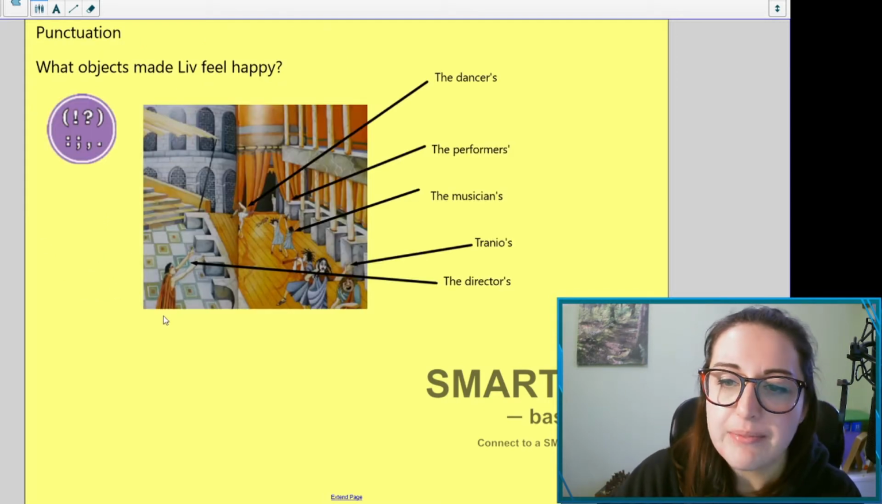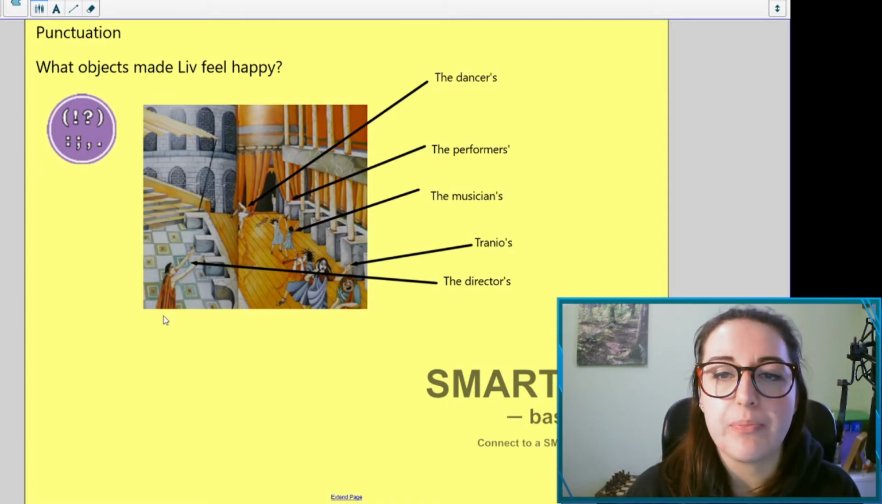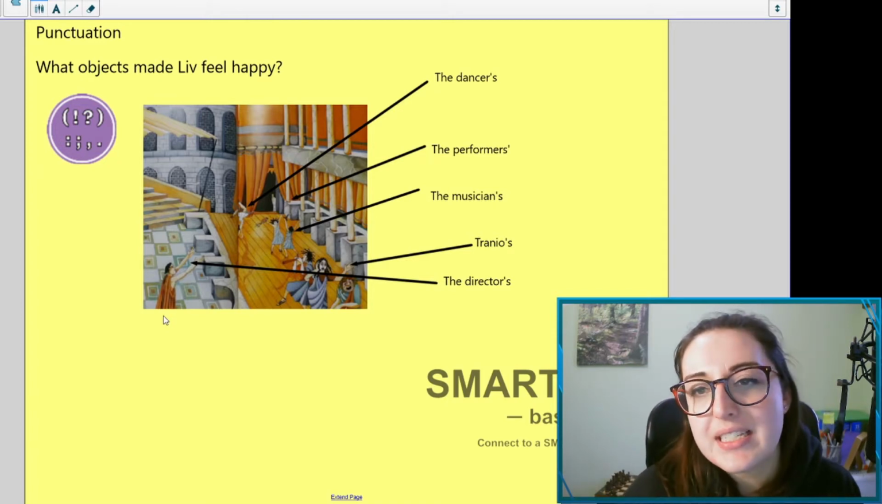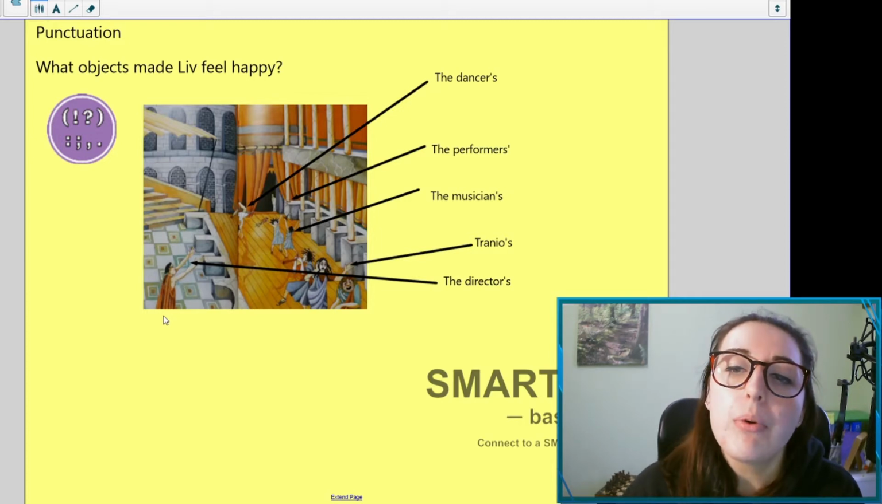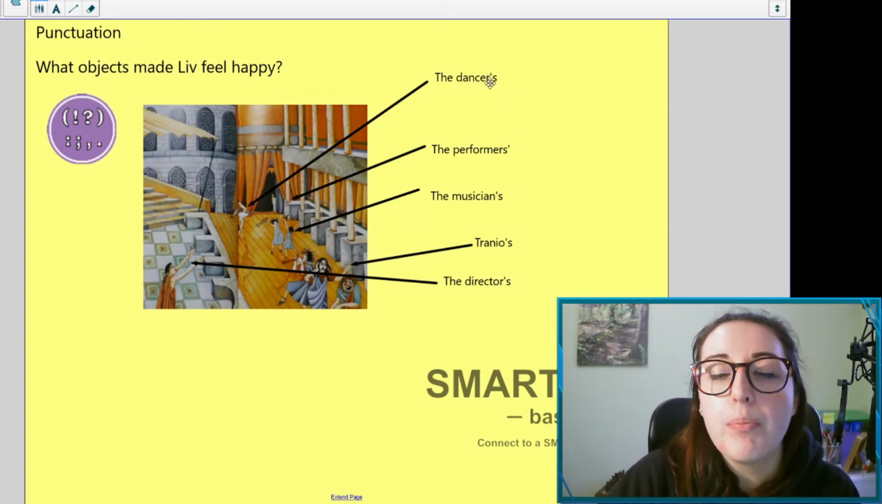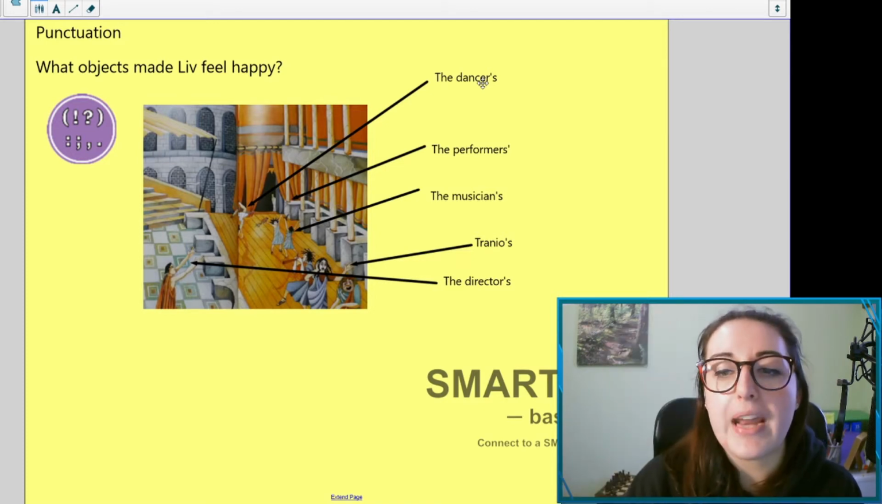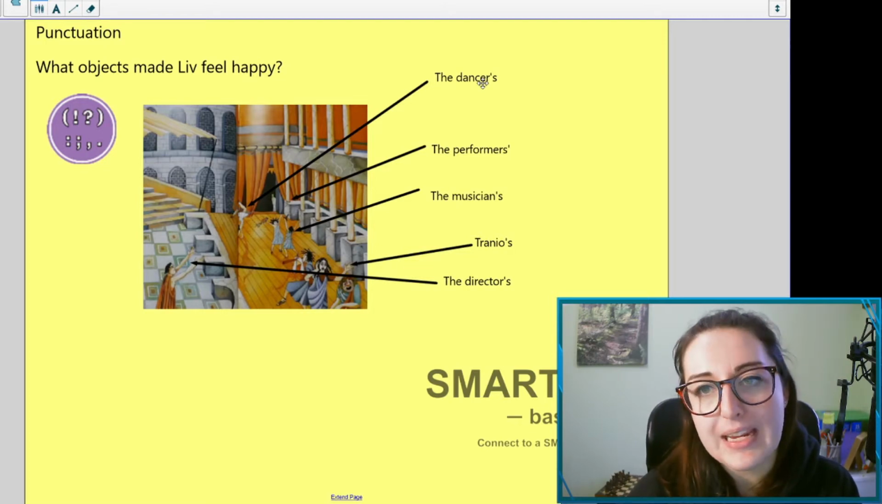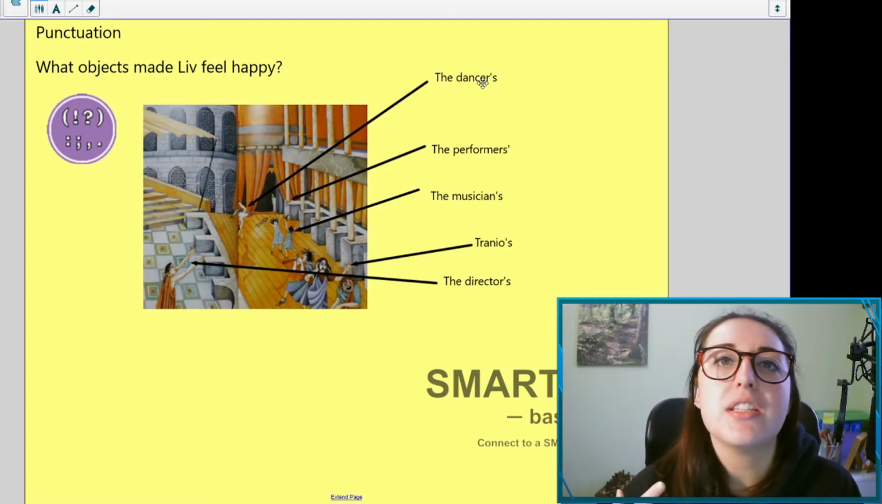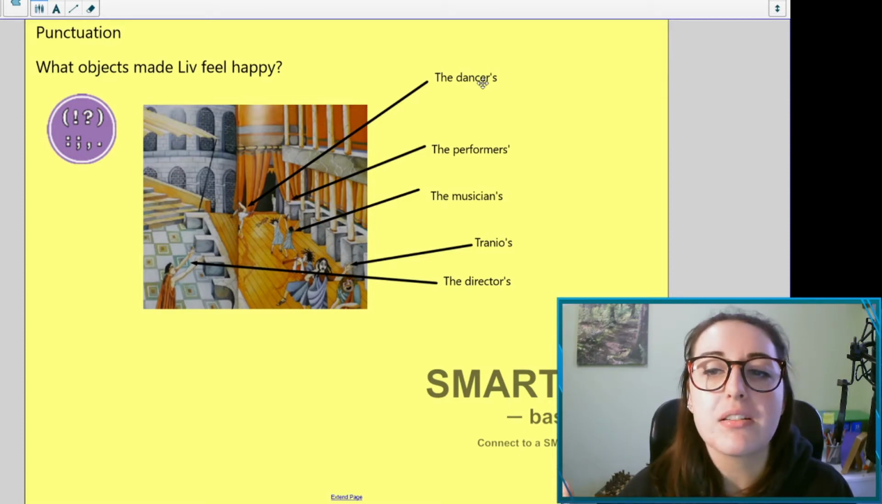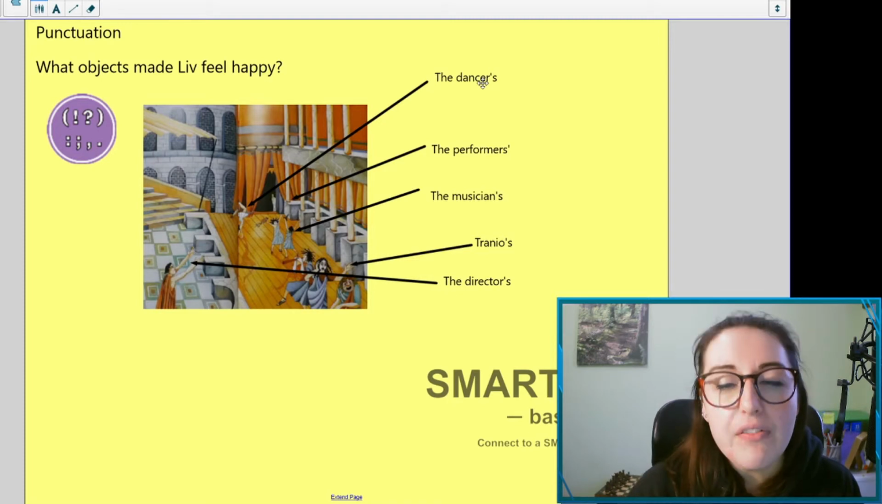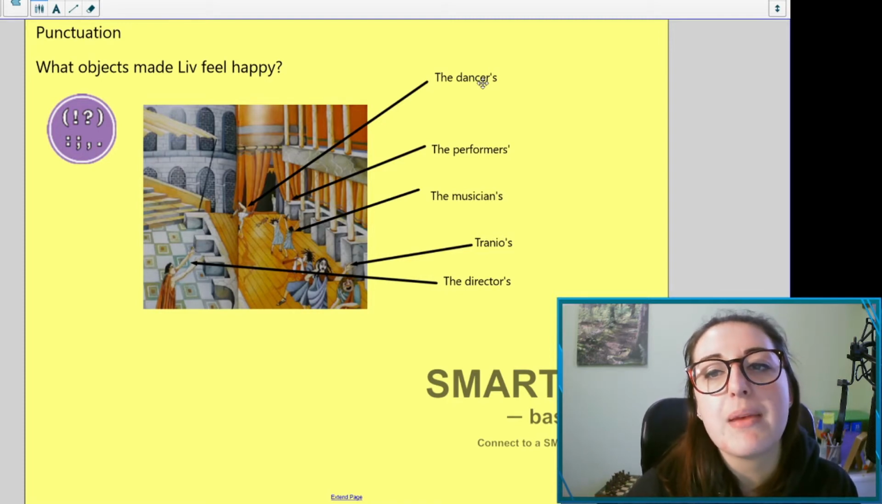Now, our second initiate here is we're going to be having a look at punctuation. And all of these things that Liv can see, they make her feel happy. But we're going to be having a look at the idea of apostrophe for possession. So we've got our noun, the dancer, the performer, the musician, Tranio, the director. They are things, they are proper nouns. Well, they're nouns in general. And something that belongs to that person is making Liv feel happy. So could it be the dancer's wobbly legs or the performer's masks, the musician's instruments? Whatever it is, something that belongs to that person is making Liv feel happy.